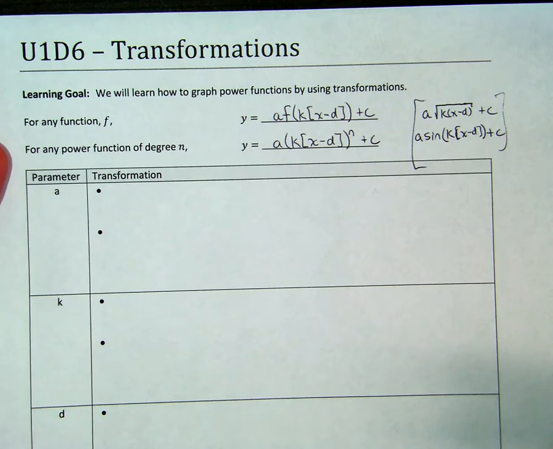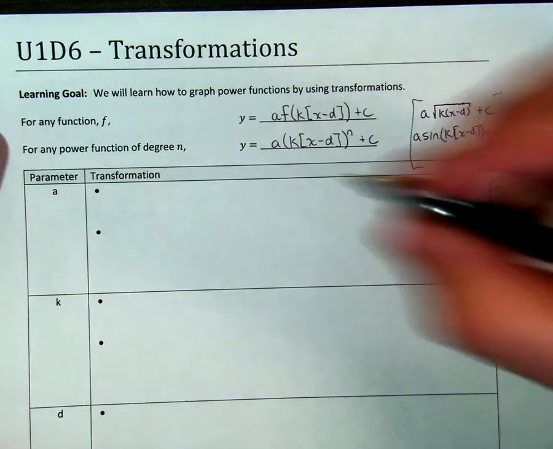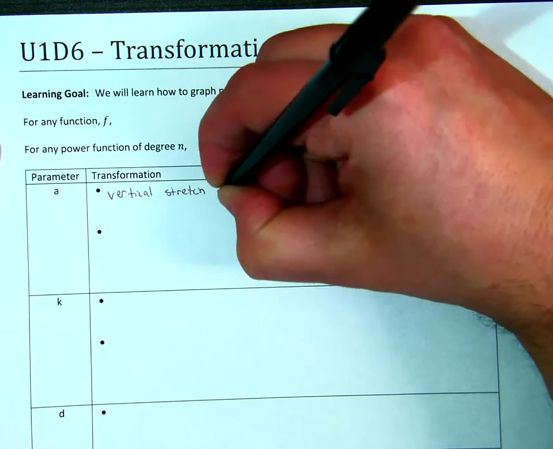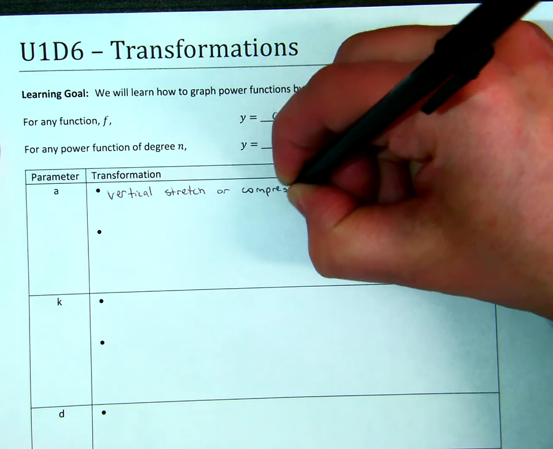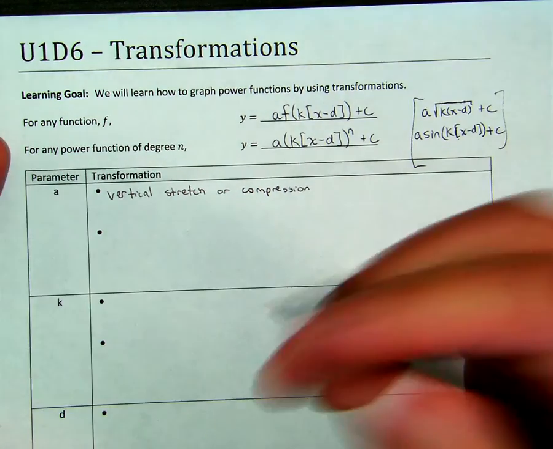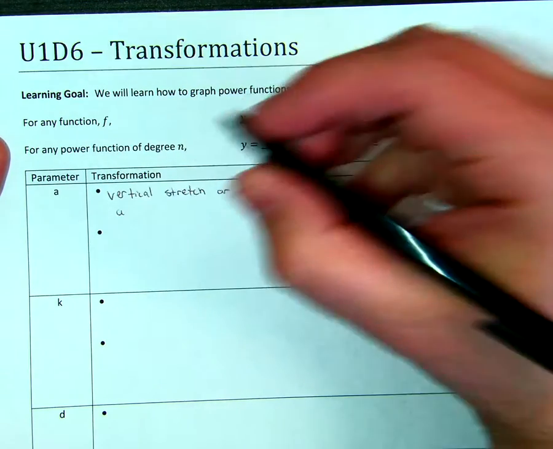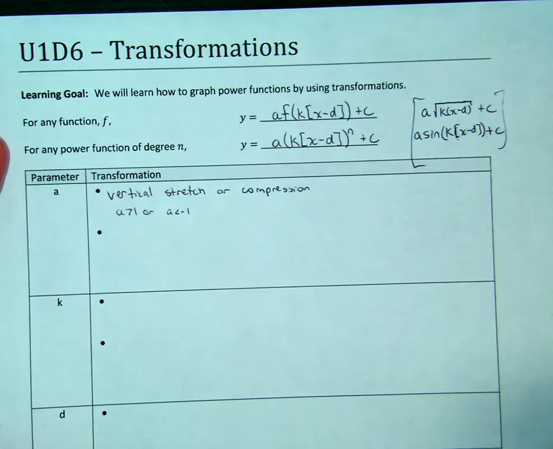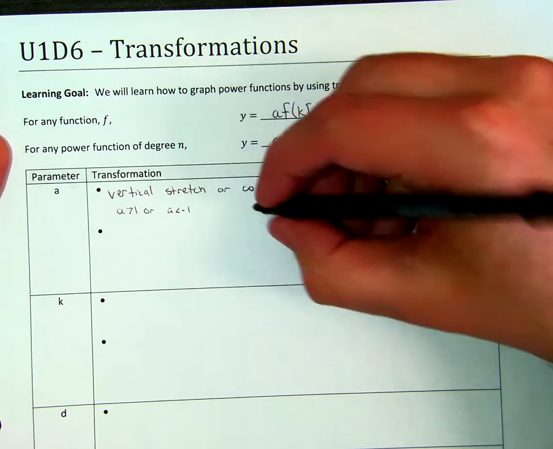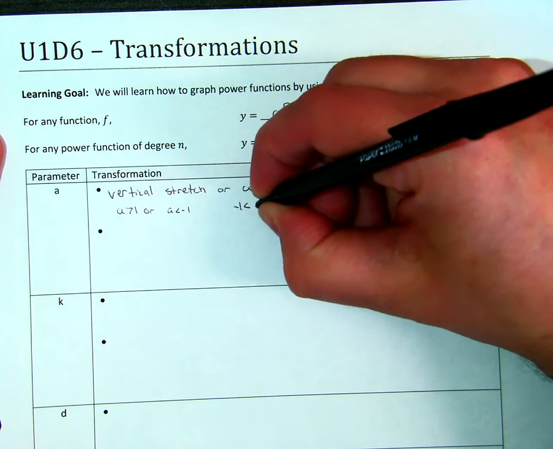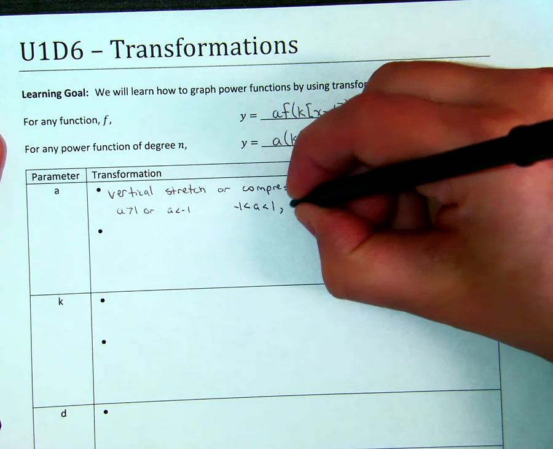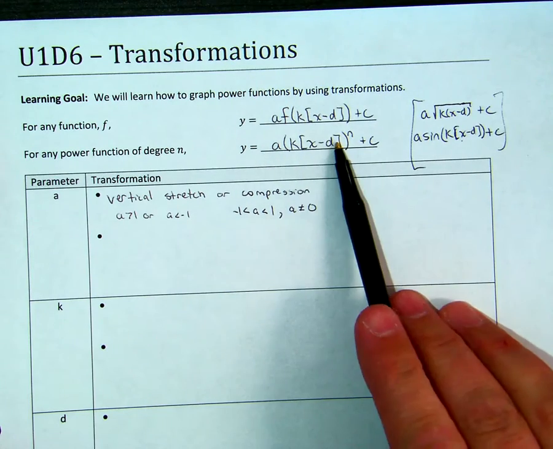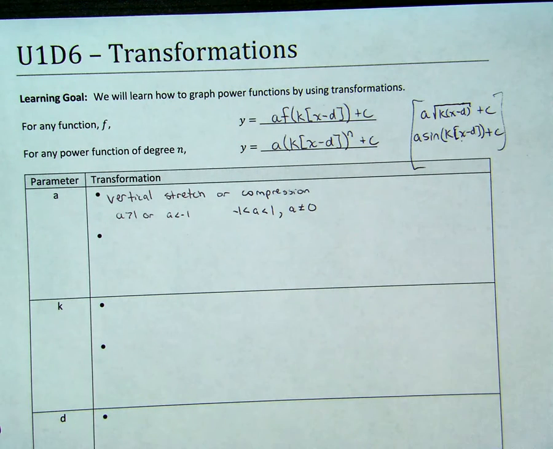None of these should be a shock. a: vertical stretch or compression. If it's a vertical stretch, a is going to be greater than 1 or less than -1, one or the other. If it's a compression, a is going to be between -1 and 1, but a cannot be equal to 0. If a is equal to 0, a times all that would just go to 0 and you'd just have y equals c, so that's not that interesting, so it won't be 0.